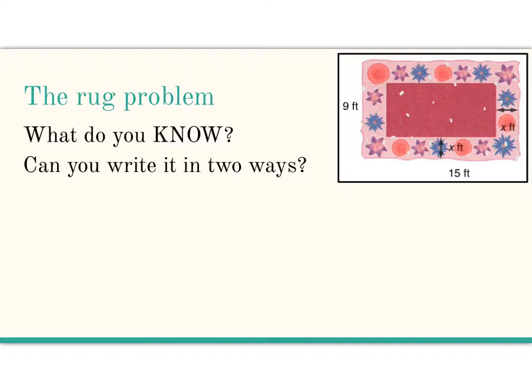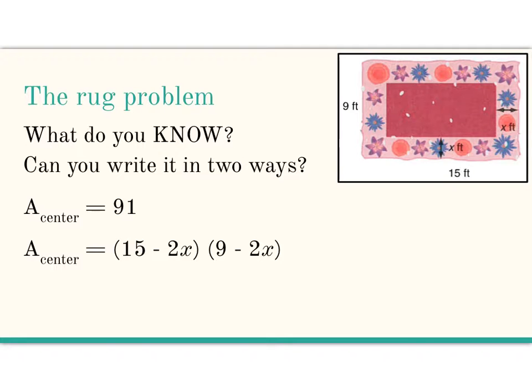One of them is explicit. We were told that the area is 91. The other way comes from a little bit of algebra and realizing that the entire rug is 9 by 15. Whatever that border is, it's been clearly marked as having a width of x feet.